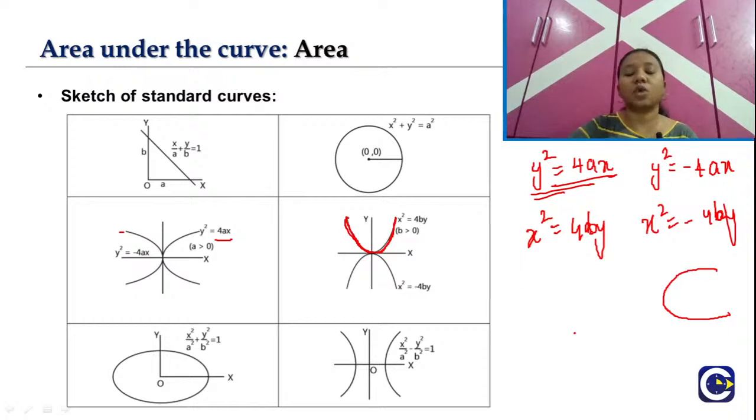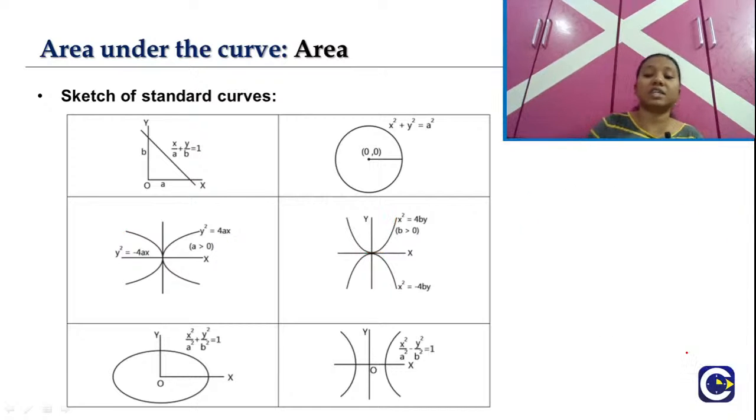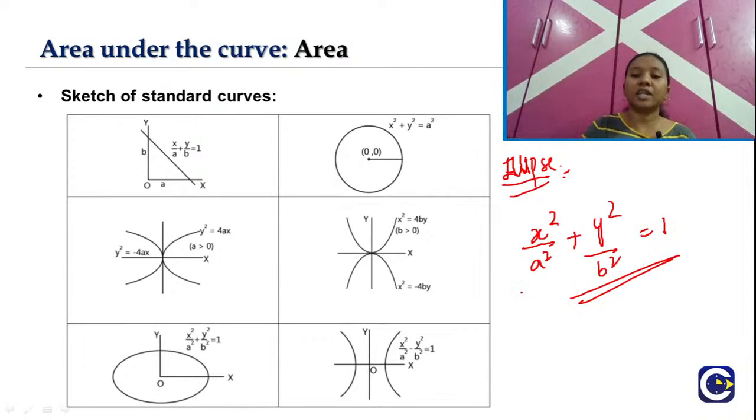So all conic sections we have discussed. This is parabola, and then we have seen hyperbola as well as ellipse. So let's see what is the equation of ellipse. The equation of ellipse is x square by a square plus y square by b square is equal to 1. This is a standard equation of an ellipse, and you already know that. So what is the figure of it? If this is x and y, this will be your sketch of an ellipse.